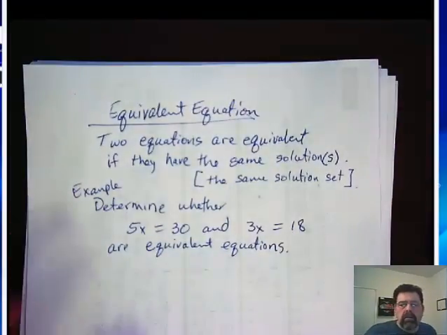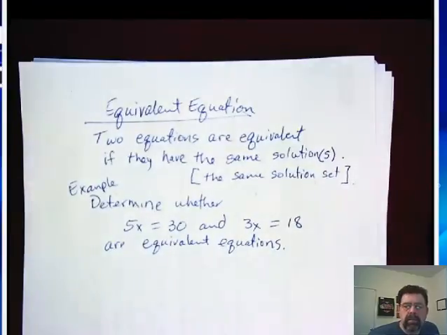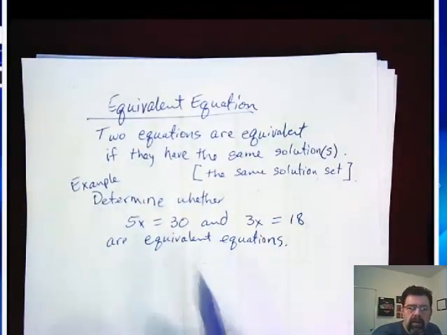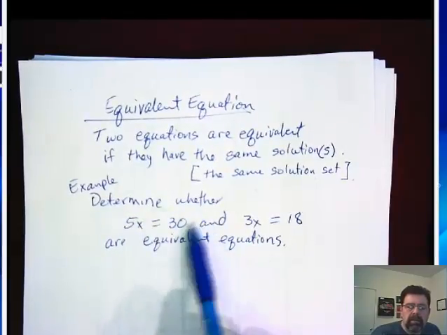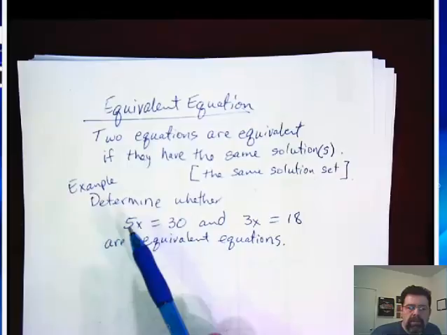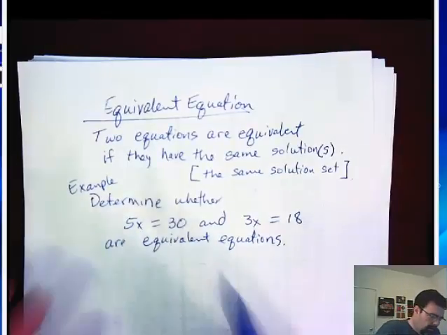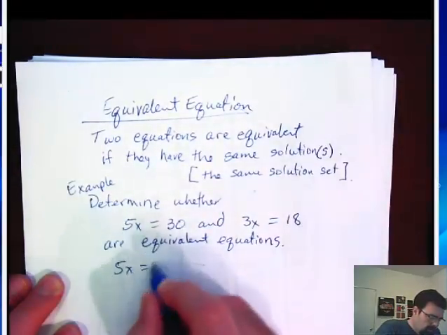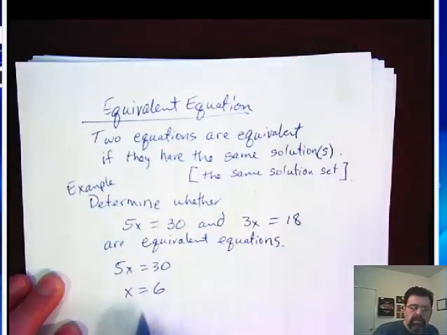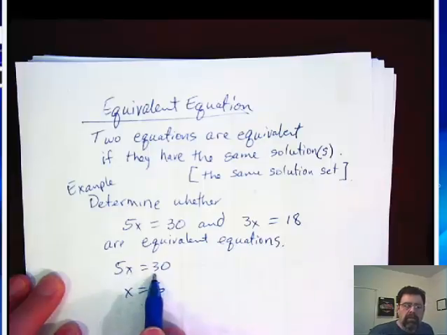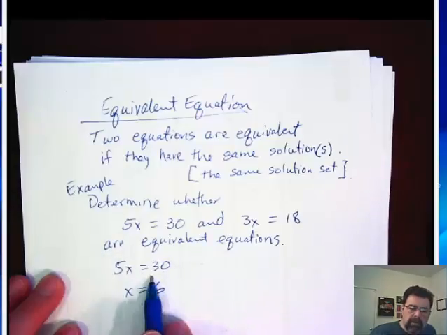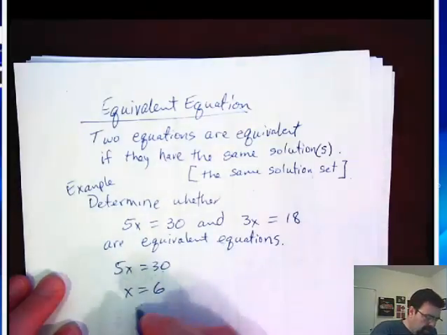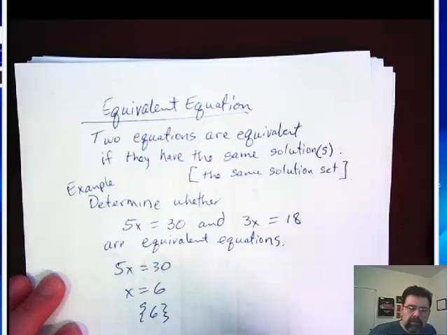Now if you recall, to be a solution to an equation means that you can substitute that value in for the variable, and it makes it a true statement. So the only solution for this equation is x equals 6, because when you substitute 6 in, 5 times 6 is 30, that's a true statement. And there's nothing else that works. So x equals 6 is the only solution, and if we're talking about sets, I would say the solution set is 6.